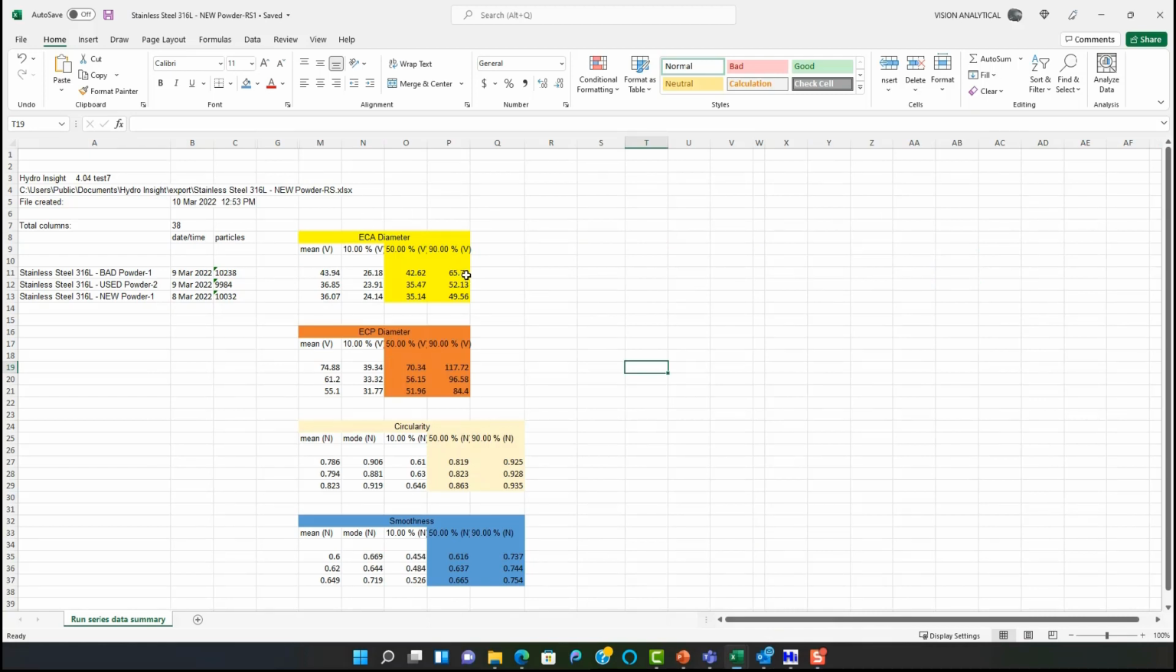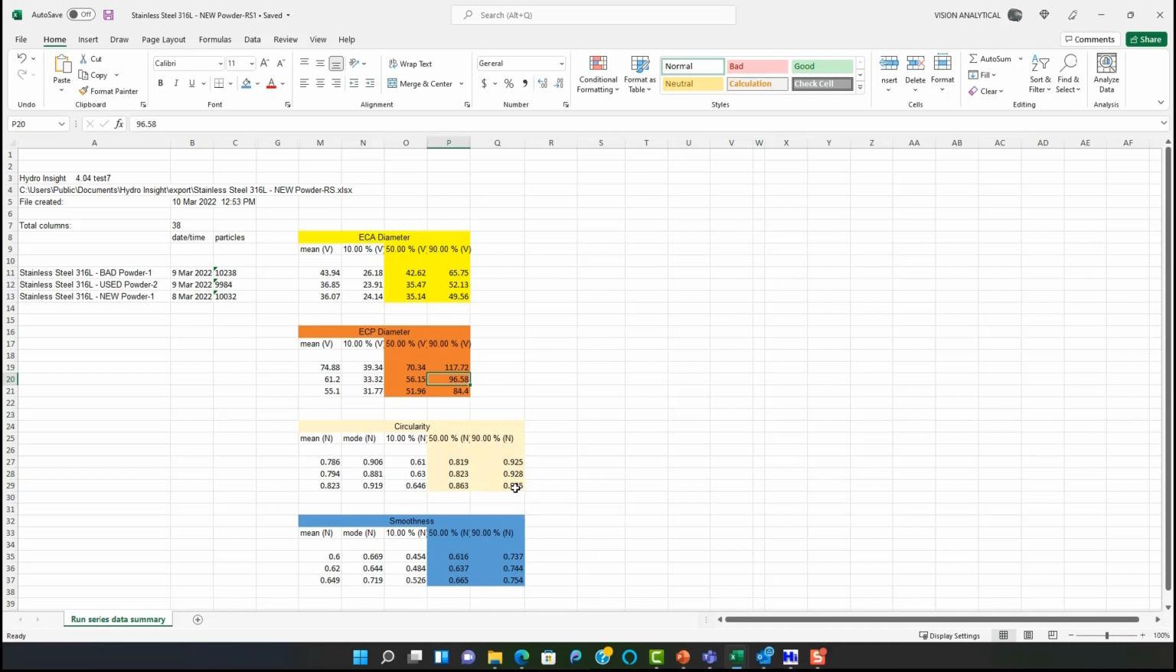Looking at size, at the bad, the used, and the new, those are the first, second, third. Definitely the bad has a much higher D90 by volume than the used and the new. And when we look at perimeter, that's where we also get a very large differentiation. So looking at values between size and perimeter is very important. You also get some information on circularity, where you can do comparisons and see how the newer particles tend to be smoother and also rounder.